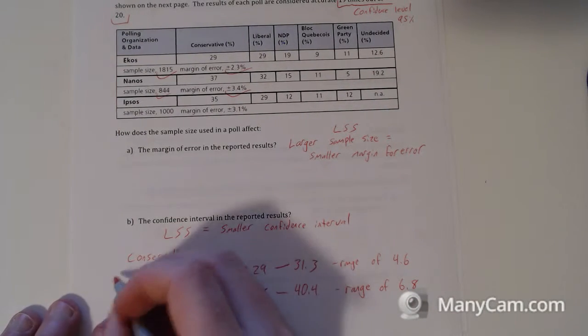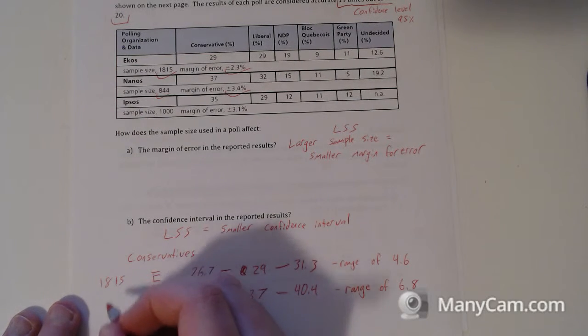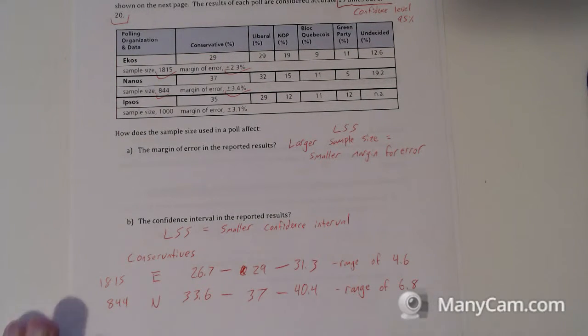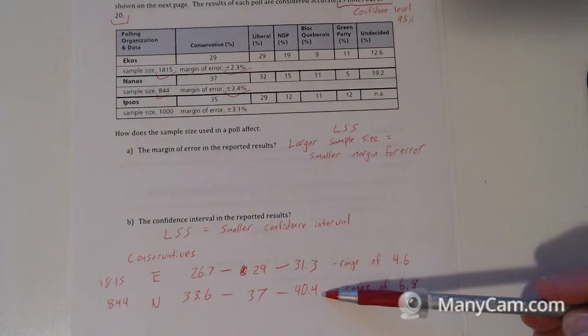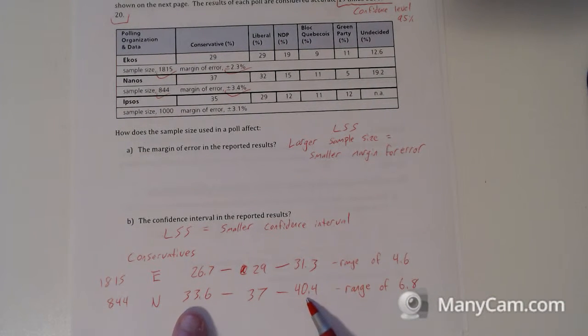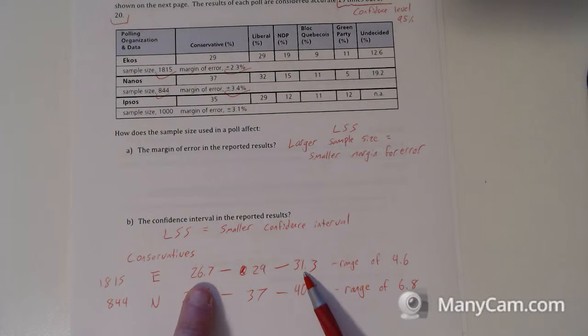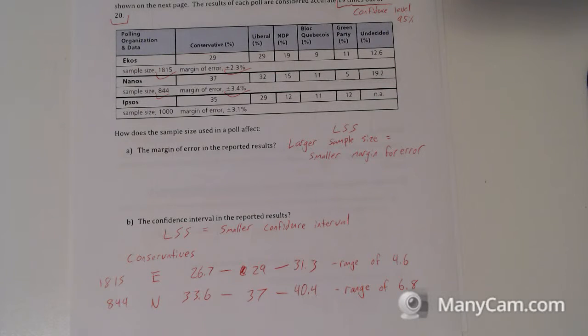And the sample sizes, this was 1815, this was 844. So you have much tighter data with the E. Now, if you're anything like me, you're probably asking yourself, how can this company guarantee that the results are going to be within these two numbers 95% of the time, when this company up here guarantees the results are going to be within these two numbers 95% of the time? There is no overlap at all, and so basically that's impossible.